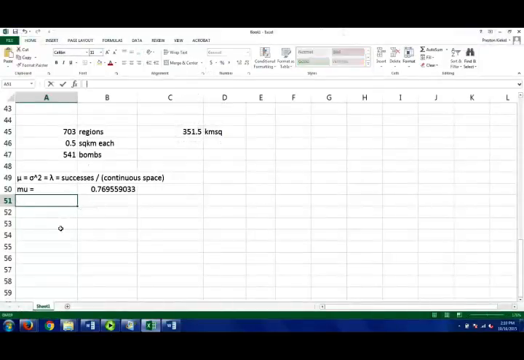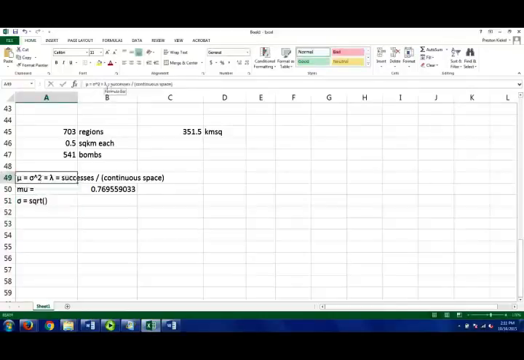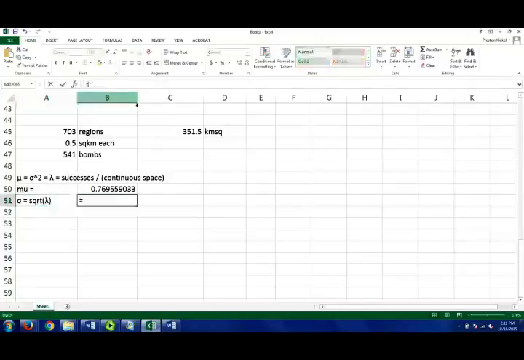Now, that's it. When I want to get the standard deviation, sigma, that's the square root of sigma squared. Sigma equals the square root of sigma squared, the square root of lambda. So that equals the square root of this. That's the standard deviation of the Poisson distribution. And the hint says the same thing.